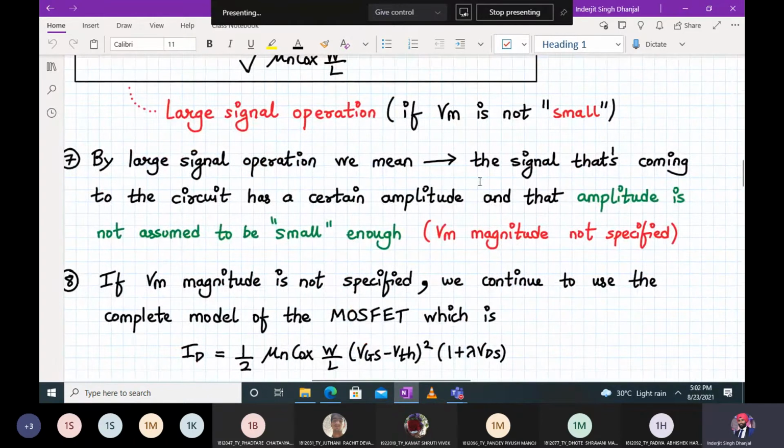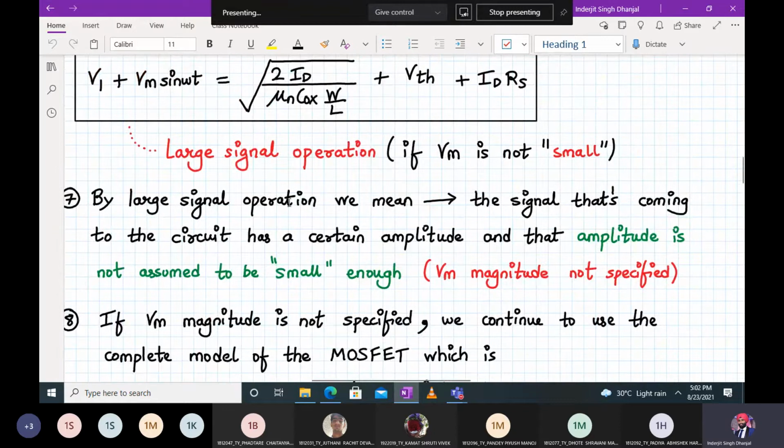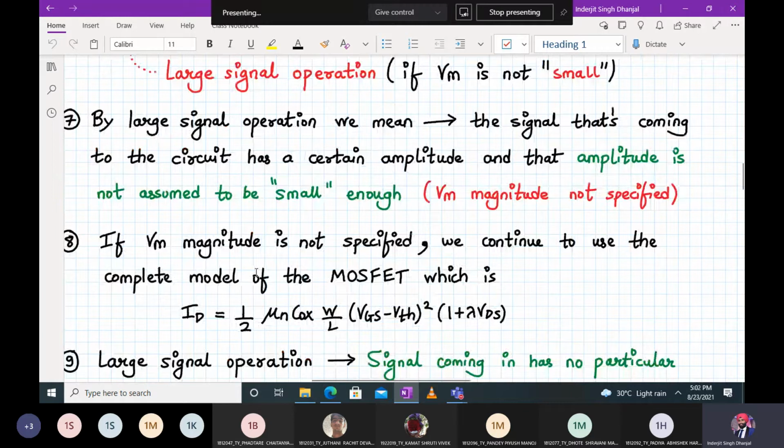Okay, so let us read something over here. Some words are written over here. We will understand it better. By large signal operation, we mean that the signal that is coming into the circuit has a certain amplitude, and that amplitude is not assumed to be small enough. The Vm magnitude is not specified over here. How small? I mean, not small enough means how much? 1 volt, 2 volt. So if Vm magnitude is not specified, we continue to use the complete model of the MOSFET.